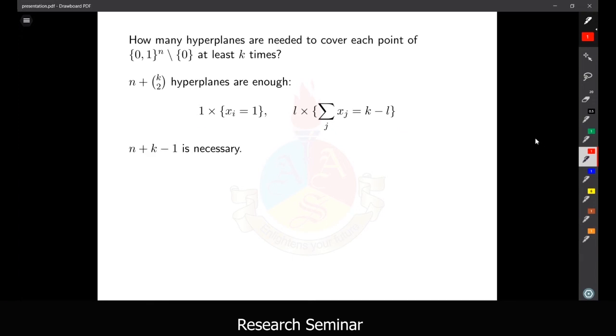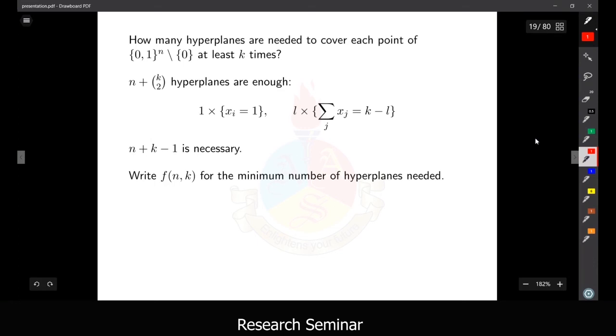On the other hand, we know that n plus k minus 1 hyperplanes are really necessary. And it is a very simple argument, because if we remove k minus 1 hyperplanes from our cover, then each point would be covered at least once. And this is just the Alon-Füredi theorem, which claims that in this case we need at least n hyperplanes. We can also write the minimum number of hyperplanes needed as f(n, k).